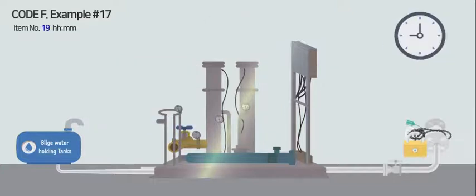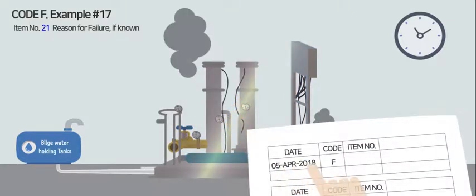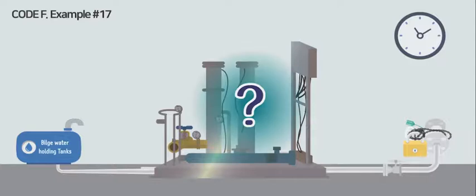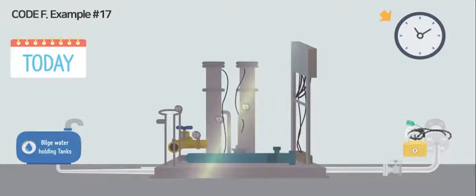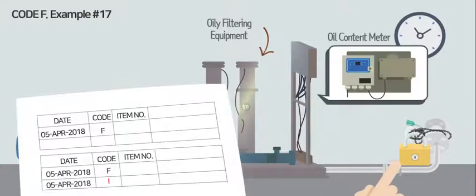Item 19, time of failure. Item 20, time that it was reactivated. Item 21, reason for failure, are recorded using code F. If the time that it was reactivated and the reason for the failure are not known, record only the failure time in item 19. A code I entry should also be made indicating that the overboard valve was sealed shut due to non-working oil filtering equipment or oil content meter.